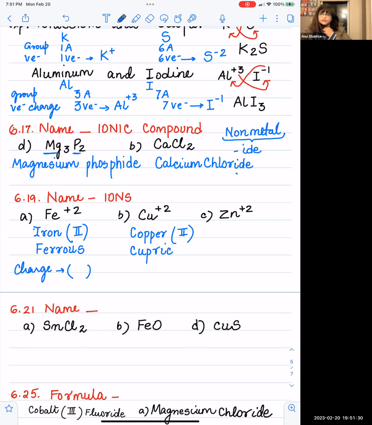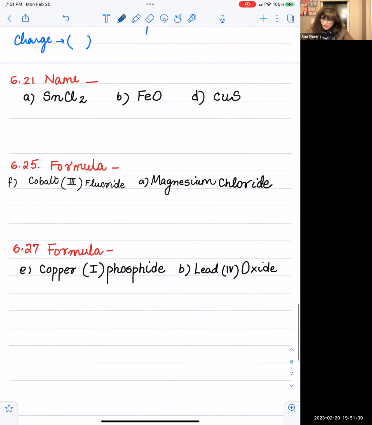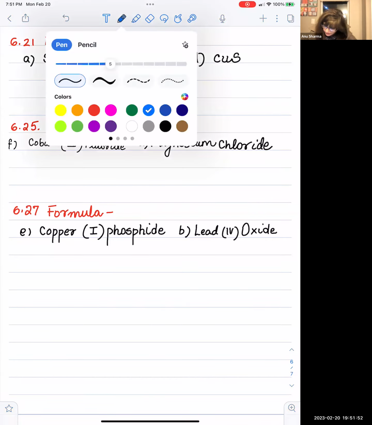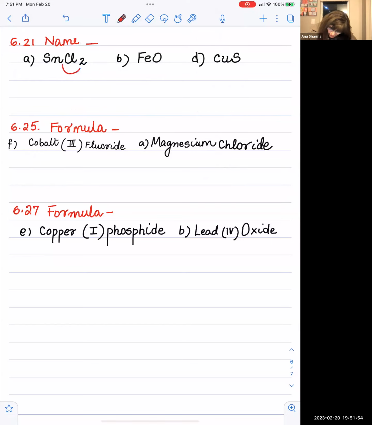Now, zinc does not belong to that group of more than one type of positive charge. Zinc will only make +2 charge, so this is just going to be zinc by itself. Don't put it in the parentheses. Now comes the naming of tin 2 chloride. Remember that this 2 is coming from on top of the tin.